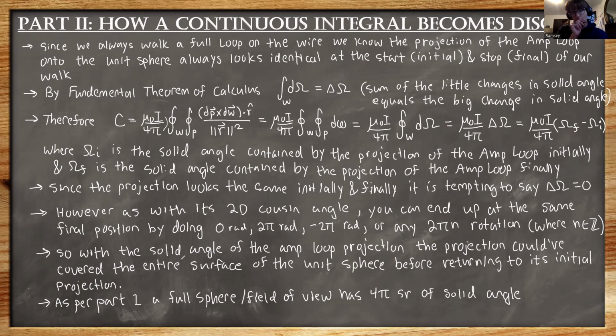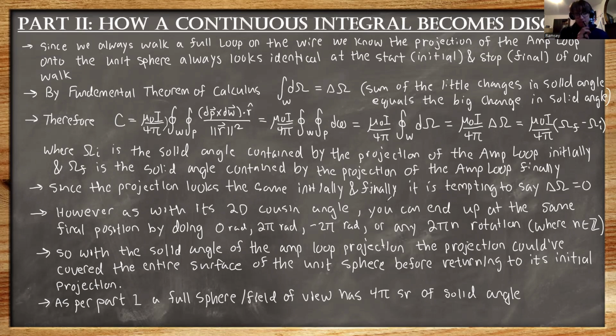However, we're going to look back at solid angle's 2D cousin, just angle. And you can absolutely end up at the same final position by doing 0 radians of rotation, 2 pi radians of rotation, negative 2 pi radians of rotation, or any 2 pi times n rotation where n is an integer. Got it. So we haven't gotten it to 0, but we've gotten it to a multiple of whatever a full solid angle would be.